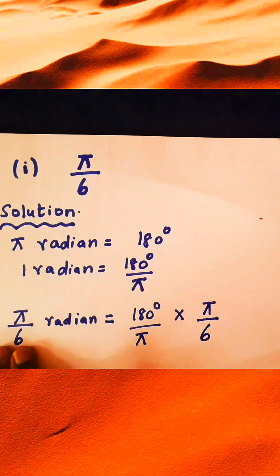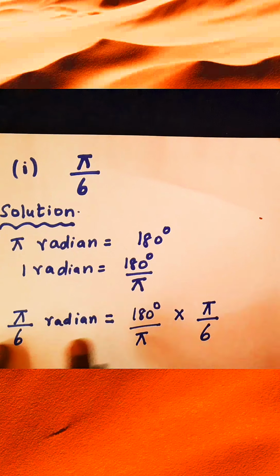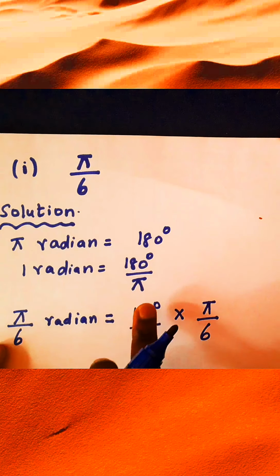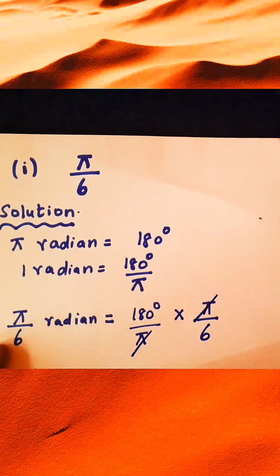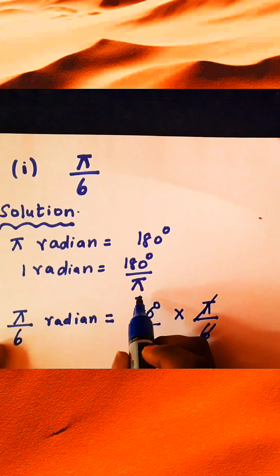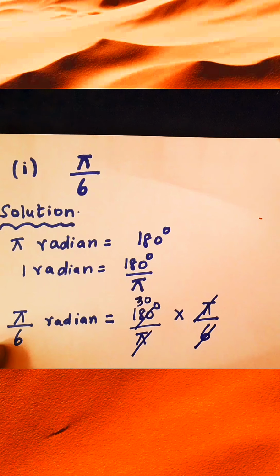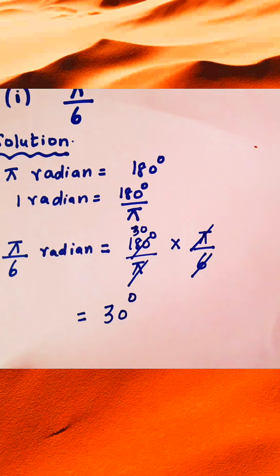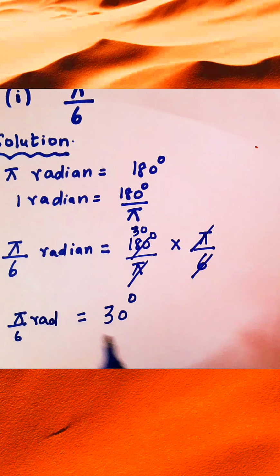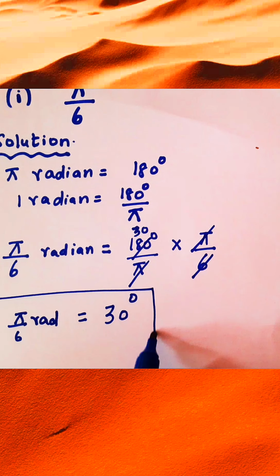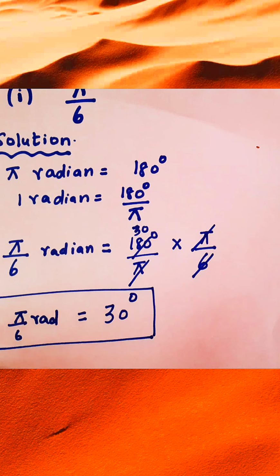The given angle in terms of radians is pi by 6. We multiply pi by 6 by 180 degrees divided by pi. Pi will get cancelled. So what is 180 degrees divided by 6? You can use a calculator. 6 ones are 6, 6 threes are 18. 30 degrees. So pi by 6 radian is equal to 30 degrees. This is the answer.